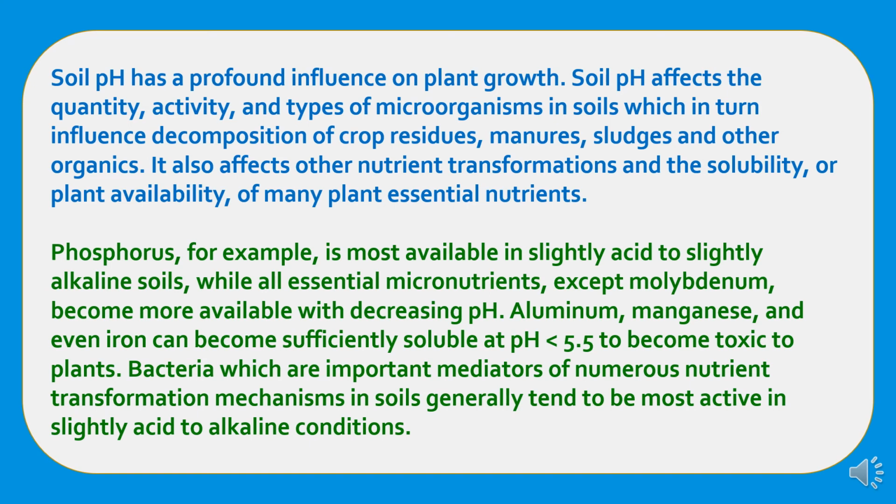Phosphorus, for example, is most available in slightly acid to slightly alkaline soils, while all essential micronutrients except molybdenum become more available with decreasing pH. Aluminum, manganese and even iron can become sufficiently soluble at pH less than 5.5 to become toxic to plants. Bacteria, which are important mediators of numerous nutrient transformation mechanisms in soil, generally tend to be most active in slightly acid to alkaline conditions.